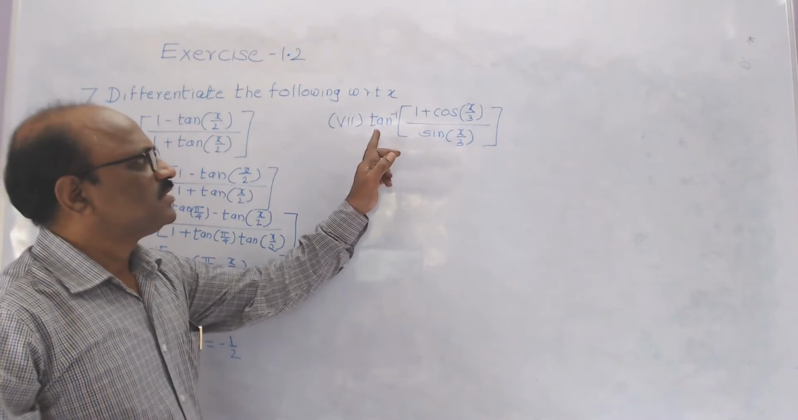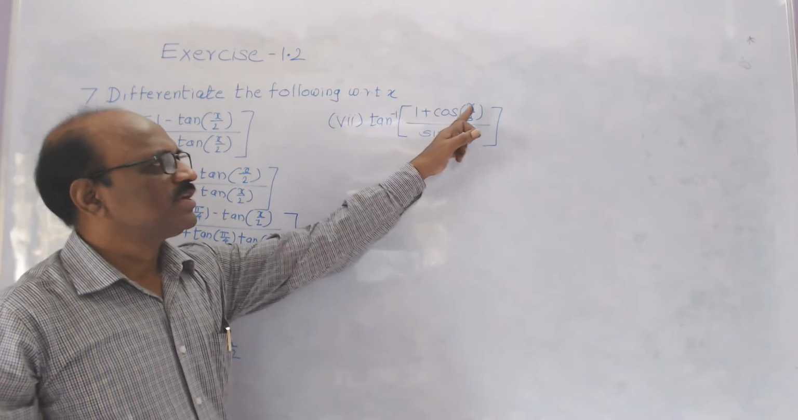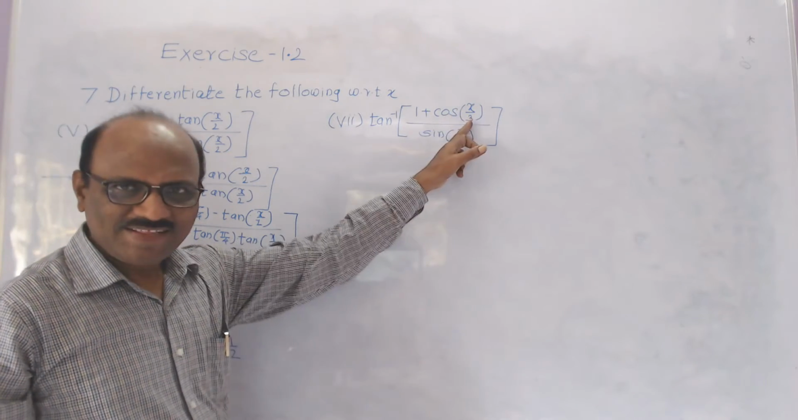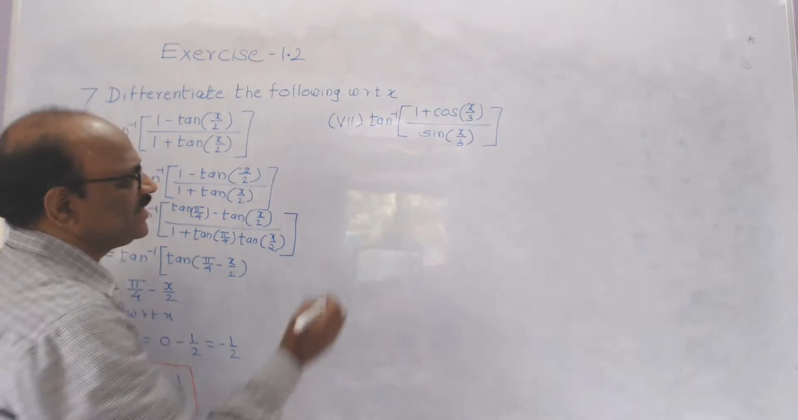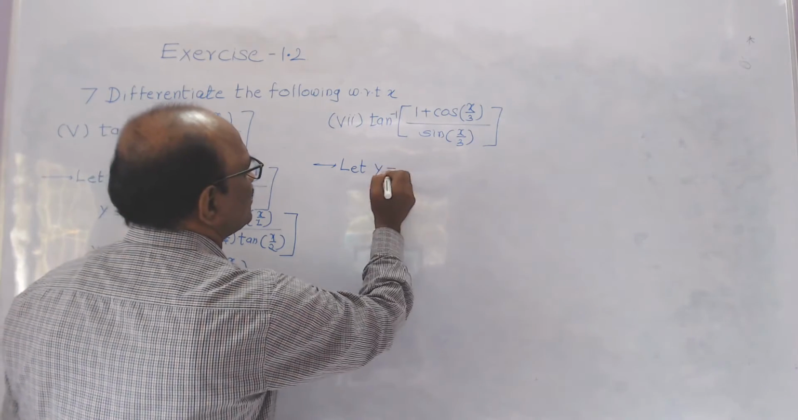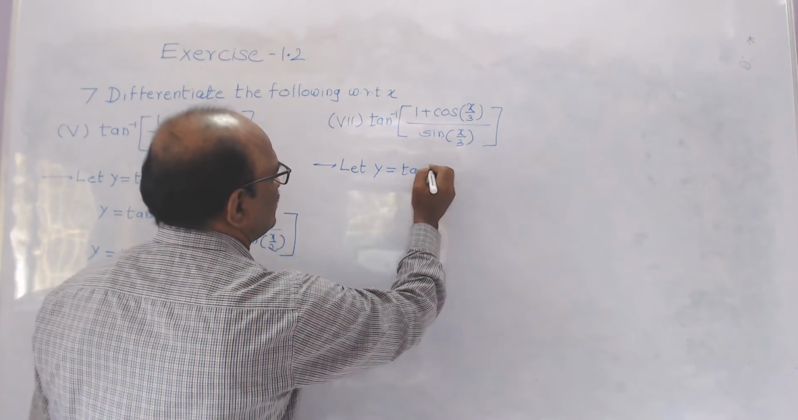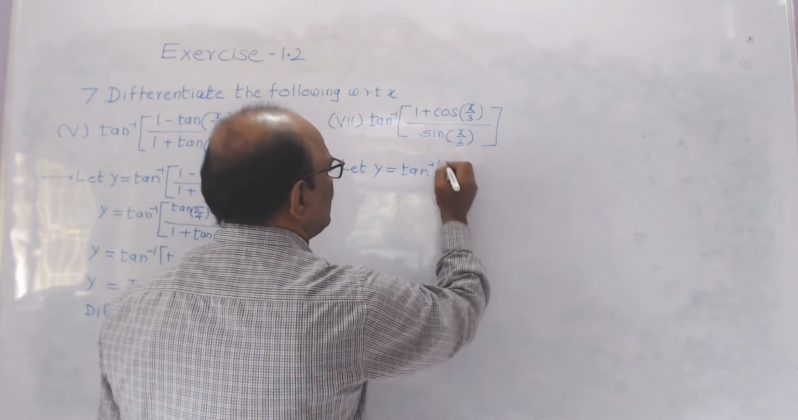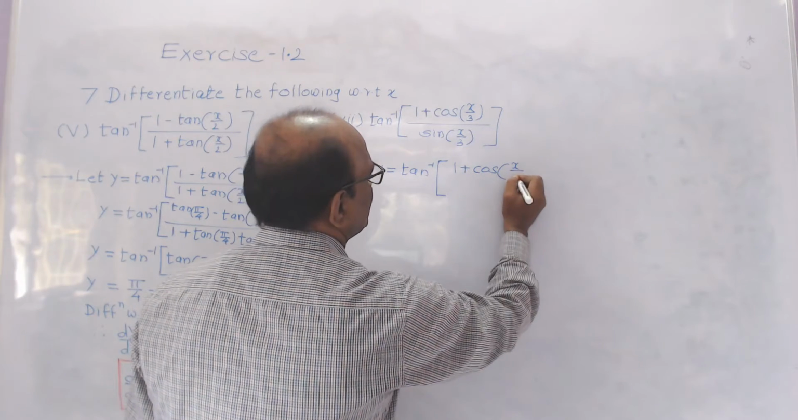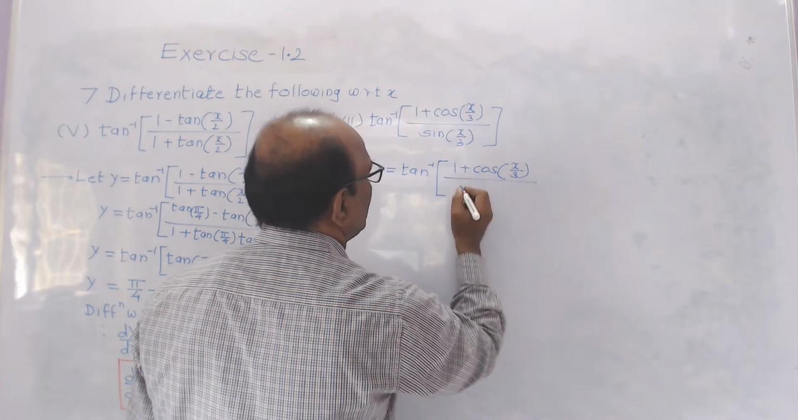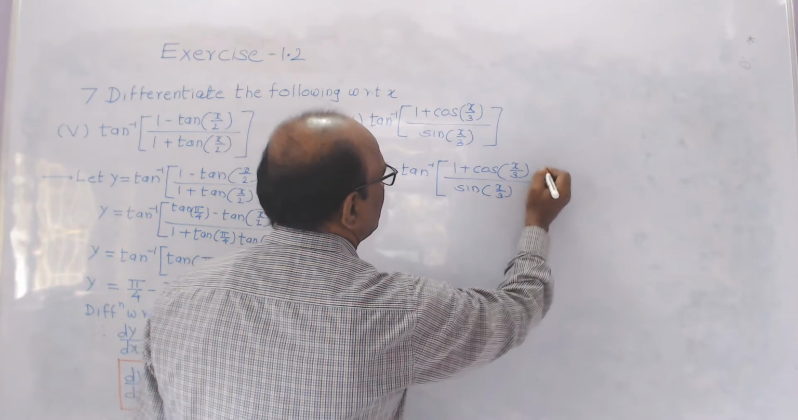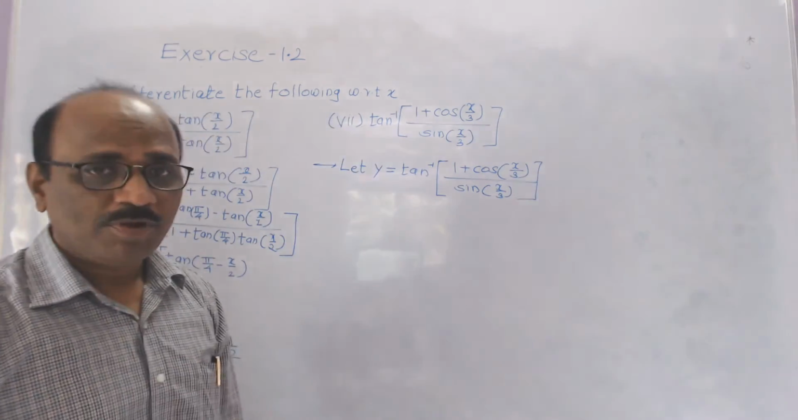Now the next problem is tan inverse of (1 plus cos of x by 2) upon (sine of x by 3)... Now see this again here. Let y is equals to tan inverse of (1 plus cos of x upon 3) upon (sine of x upon 3). Now here we will apply the formula.